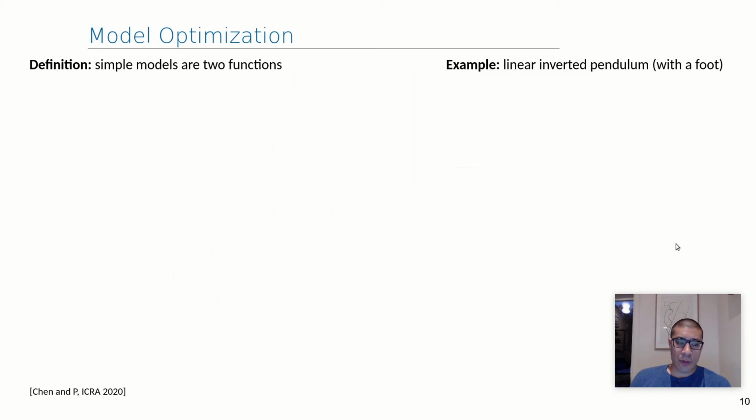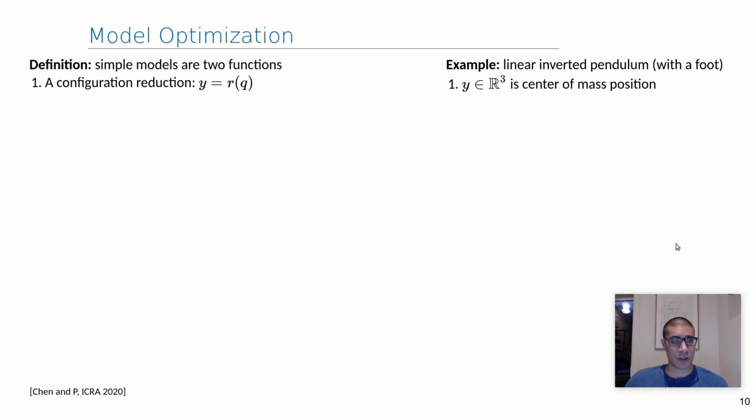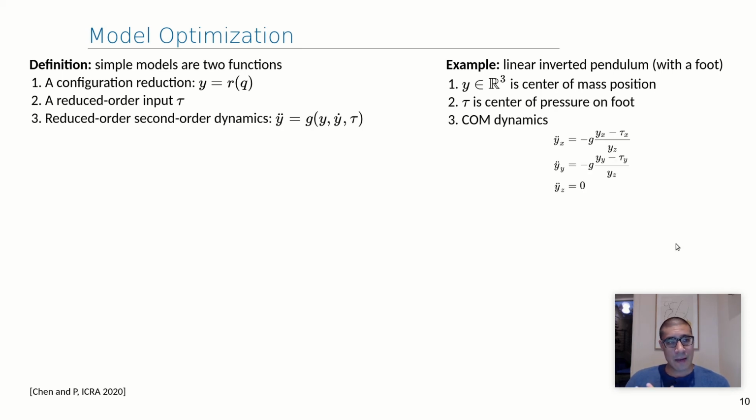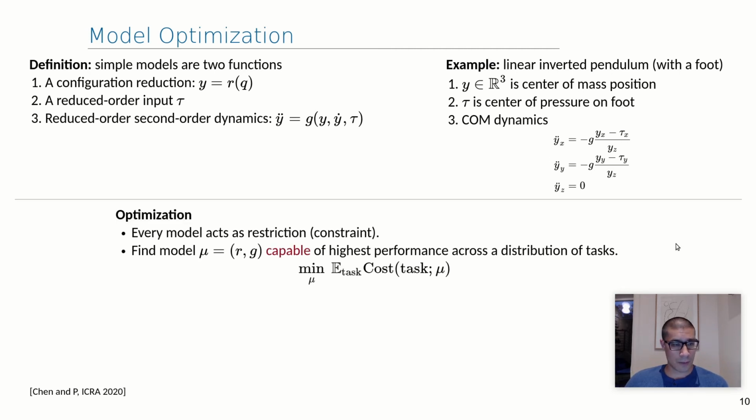Okay. So here we're going to walk through the overall process of model optimization and also include an example model, the linear inverted pendulum, on the right side of the screen. As we mentioned before, simple models that we use are two functions. One is a configuration reduction. In this case, y, our simple model configuration, might be the center of mass position. We also have some reduced order input, which we'll call tau. In the case of the linear inverted pendulum with a foot, the tau might be the center of pressure's position on the foot. And then we have a set of reduced second order dynamics. In this case, those might be the center of mass dynamics of the inverted pendulum, where the center of pressure is controlled by tau.